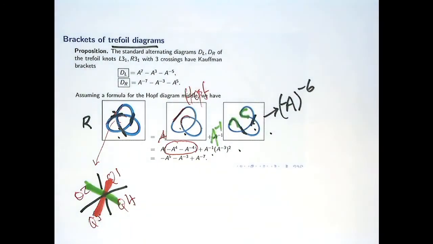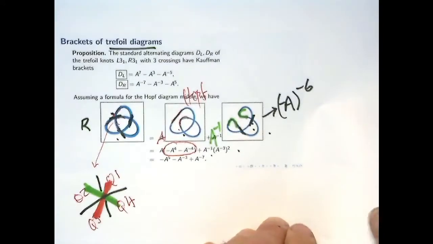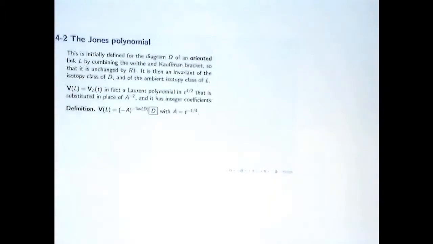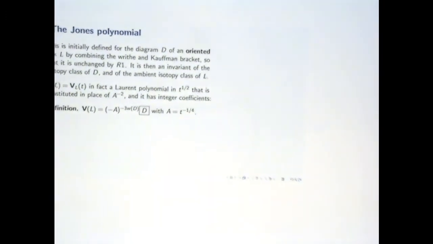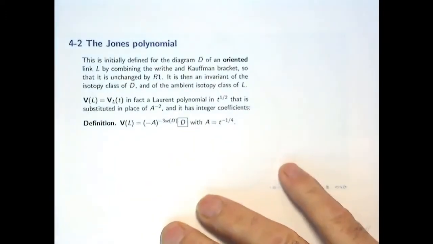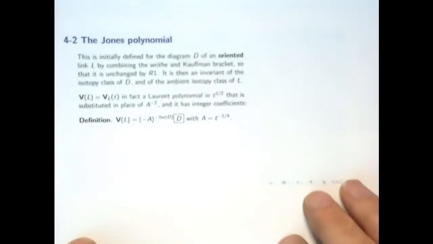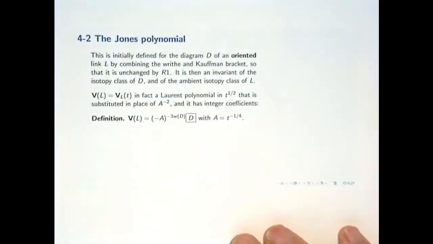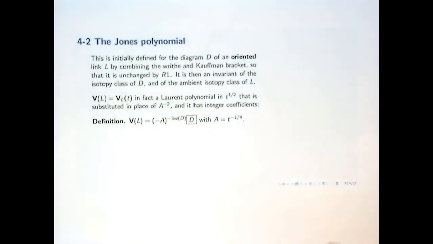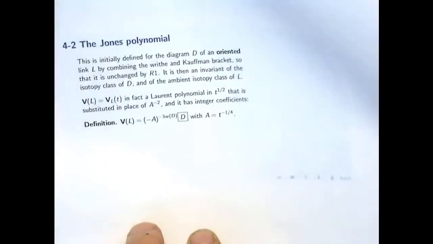Now let me define the Jones polynomial. That was really the first lecture. Now, the Jones polynomial, as I have already hinted at, is defined by combining the rise with the Kauffman bracket.